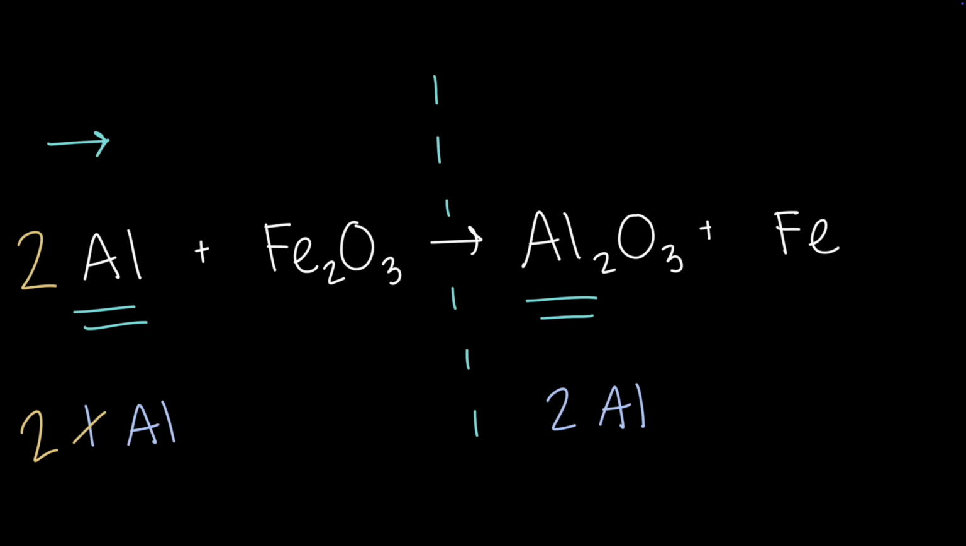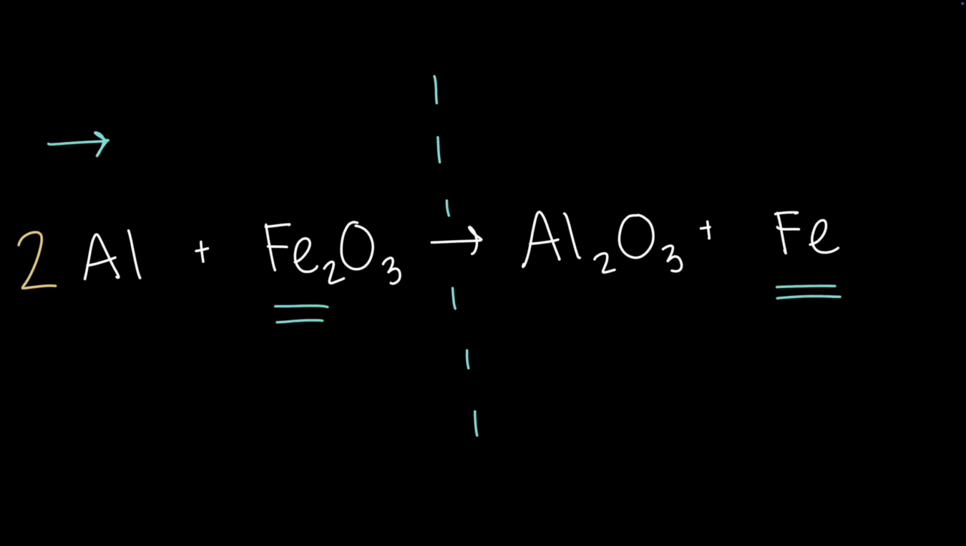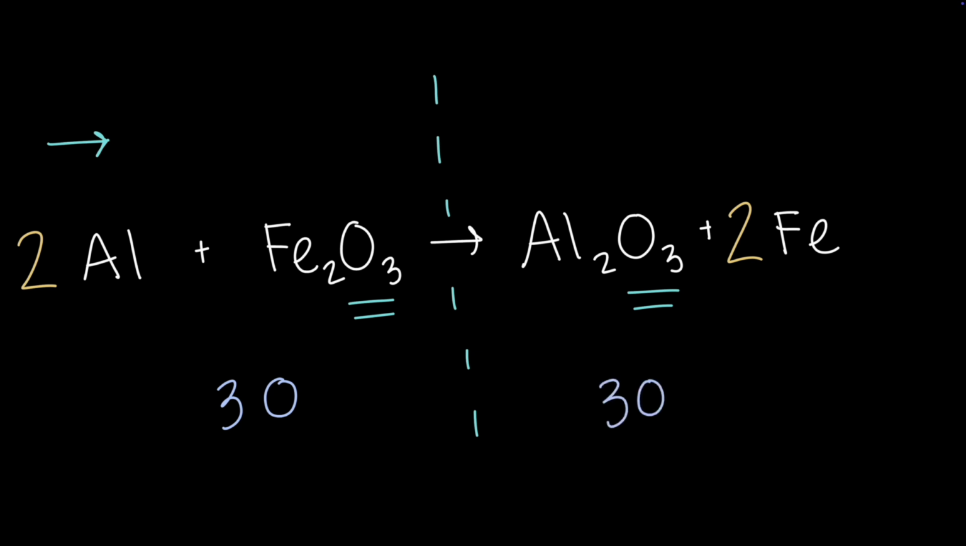Aluminum is now balanced. Next, I will underline iron. On the left, we have 2 iron atoms, and on the right, we have 1 iron atom. I will put a 2 in front of Fe to have a total of 2 iron atoms on each side. Iron is now balanced. The last element to balance is oxygen. Fe₂O₃ has 3 oxygens on the reactant side, and Al₂O₃ has 3 oxygens on the product side, so oxygen is already balanced with the coefficients we placed.